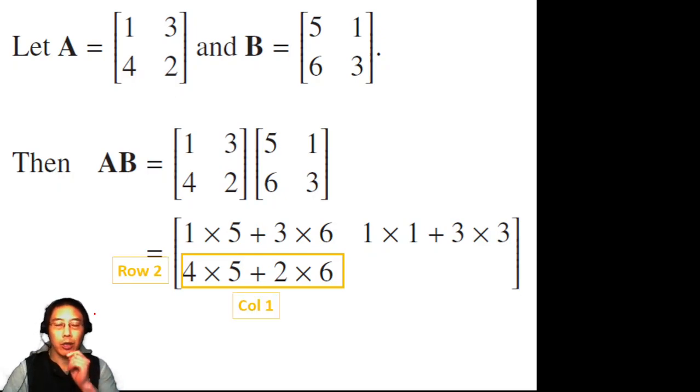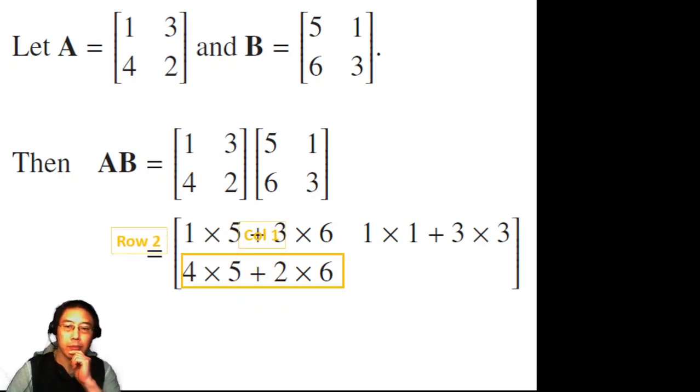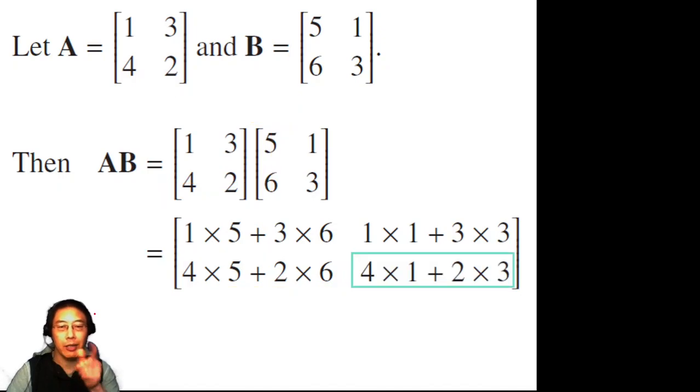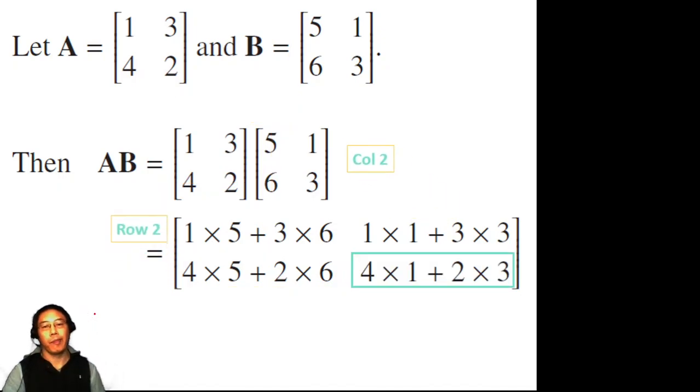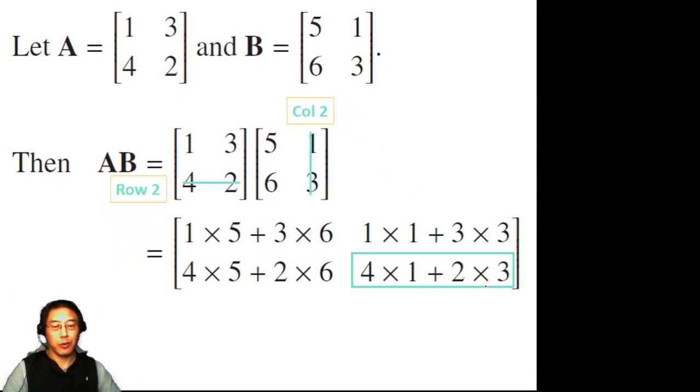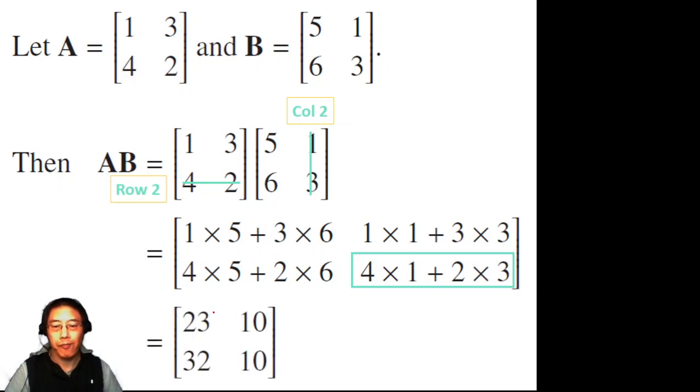Row 2, column 1. So row 2 and column 1 above. Multiply the respective entries. And the last one, it's row 2, column 2. And you multiply the corresponding entries. Then you evaluate all those using your order of operations, and here is the product matrix.